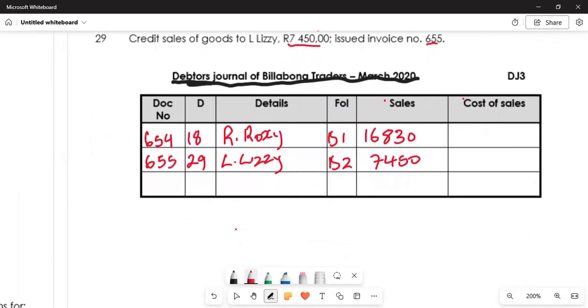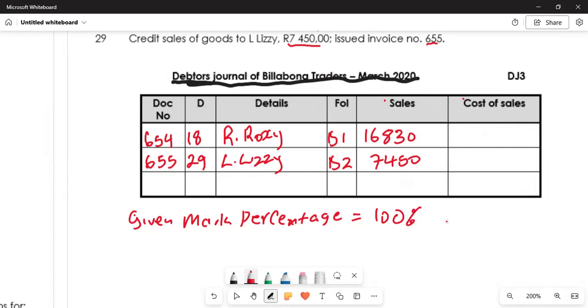Now let us go and work it out. We are first going to start with Roxy. Given the markup percentage, which equals 100%, as a decimal it is equal to 1.